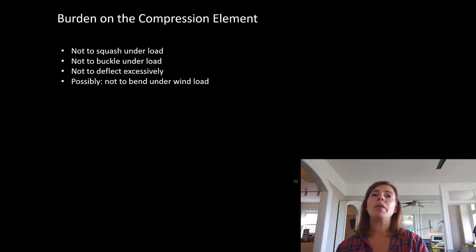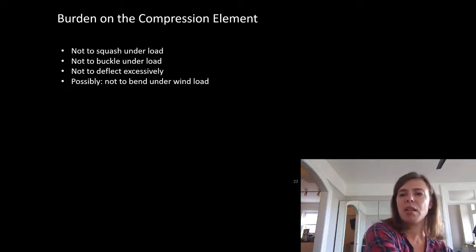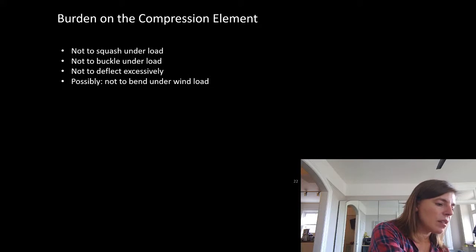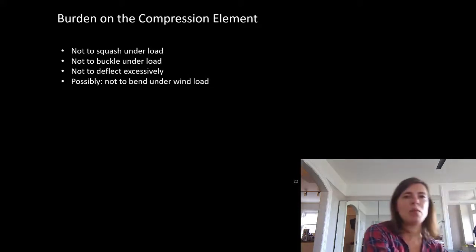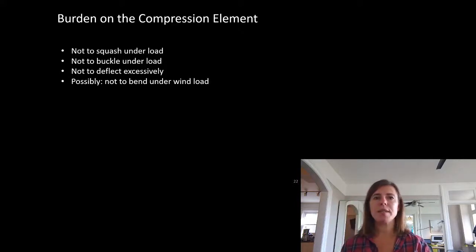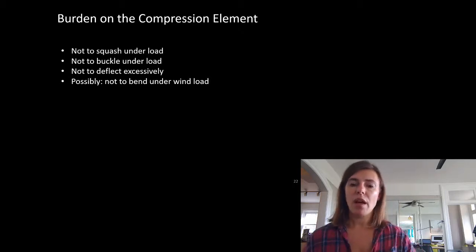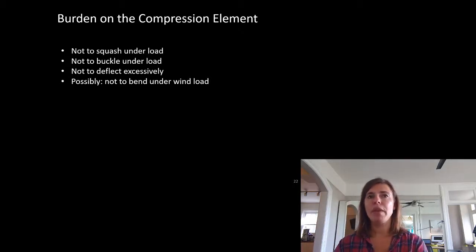So what's the burden on the compression element? These are our columns and our walls. Maybe I'll just clarify that: columns and walls, just so you know what we're talking about when we say compression element. We don't want it to squash too much. We don't want it to buckle or pop out sideways. We don't want it to deflect too much. And if there is a wind load on it, we don't want it to bend too much under the wind load. So that's the job that we need to do. We need to make sure it meets all of those criteria.